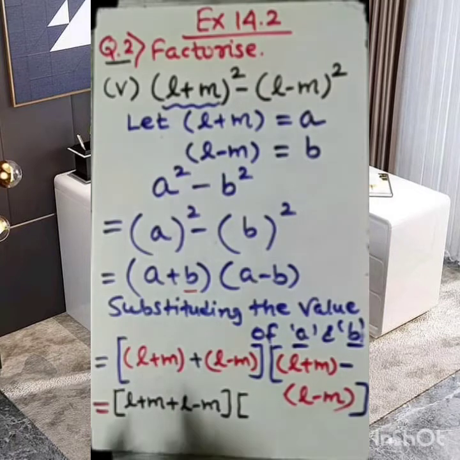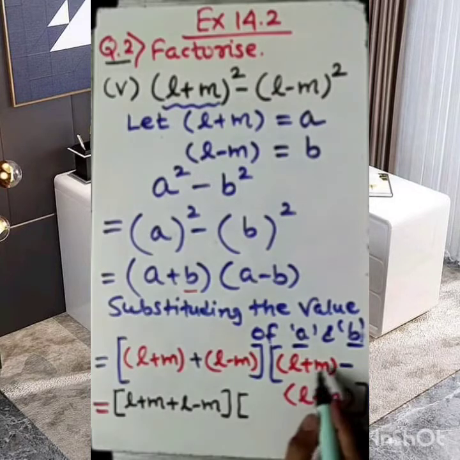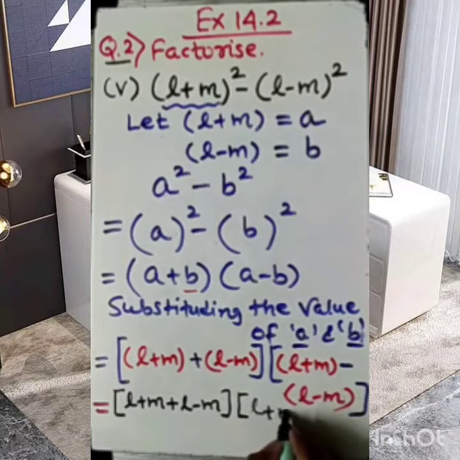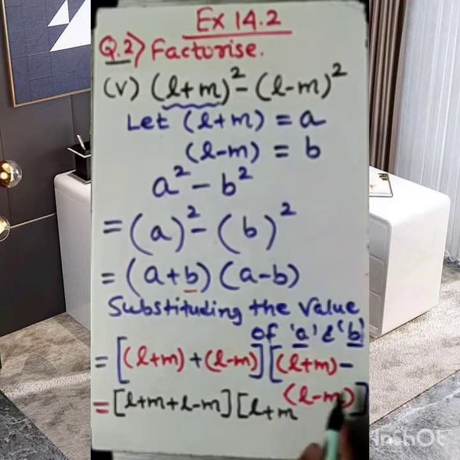Agree? (L + M) + (L - M). Because of the plus sign, there isn't any change of sign. What about this one? L plus M, and here, dear student, because of this minus, I need to change the sign. This minus will become plus, L plus M. Be careful here: because of this minus sign I need to change the sign. So this is minus, so this will become plus.